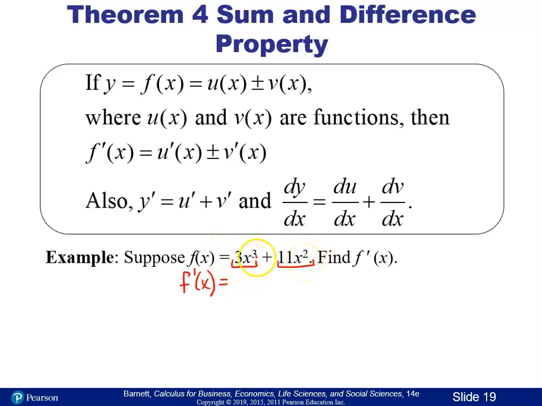So the derivative of this one, I've got the 3 as the constant, and then the derivative of x to the 3rd is going to be, bring that 3 down, x, and then decrease the power. Over here, it's going to be my constant multiple, and then I'm going to bring the 2 down, and then I'm going to decrease that power. Okay, so 9x² plus 22.